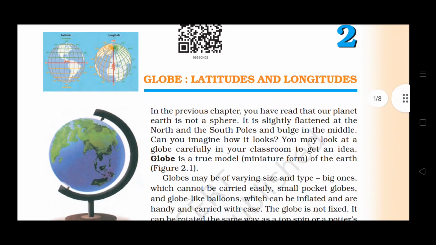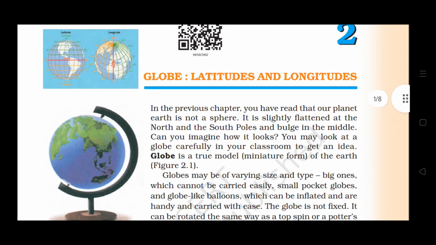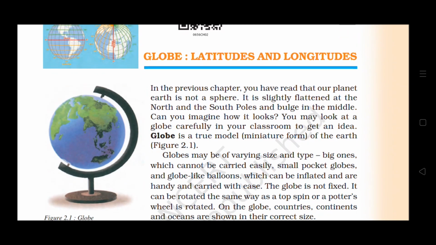Latitude is actually an imaginary line, which is used to determine the position of any place or area on a globe, or in short, on earth. So we would be able to know more about latitudes and longitudes in this chapter as we read line by line.